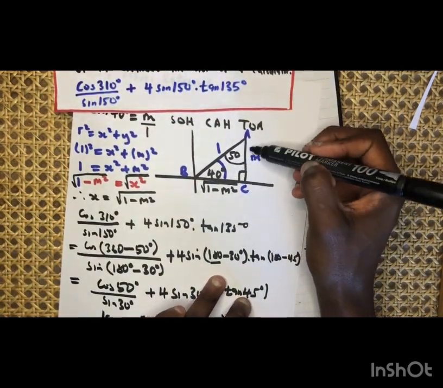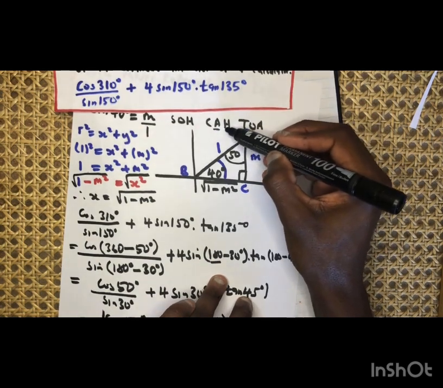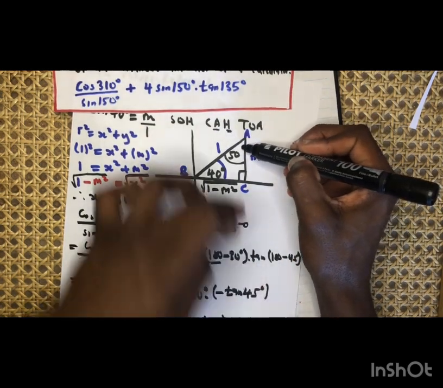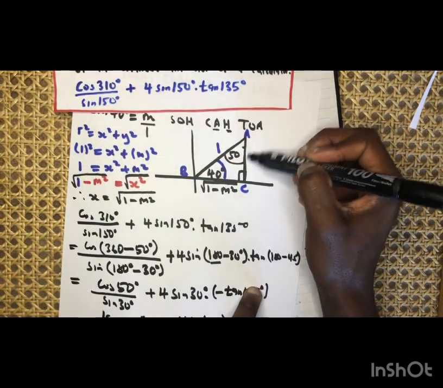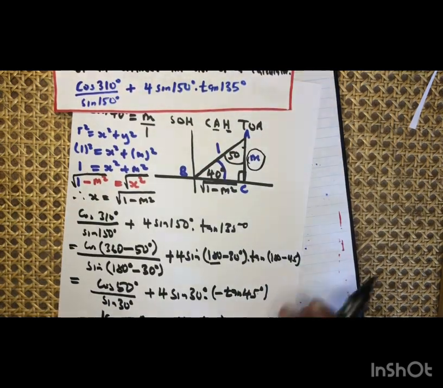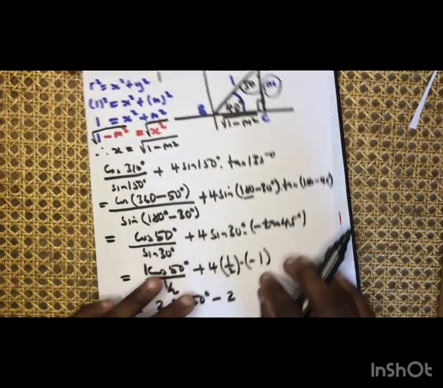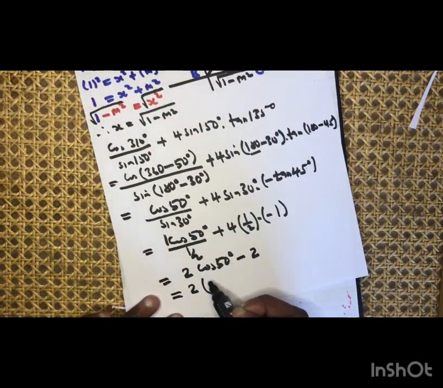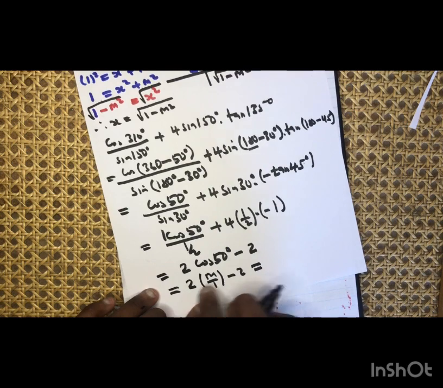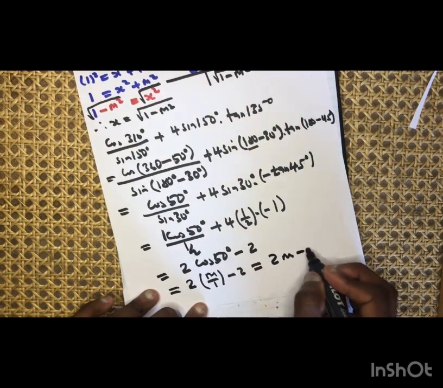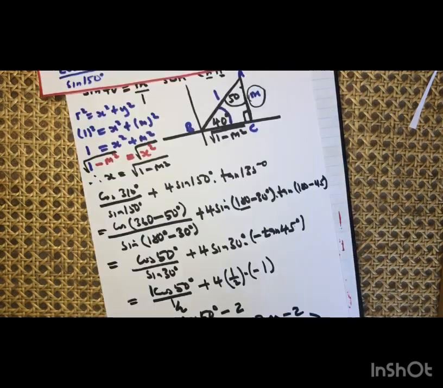have 50. Cos, guys, is adjacent over hypotenuse. So your adjacent now, if your 50 is your reference angle, your adjacent becomes AC. So it's going to be m over 1. So I'm going to have 2 m over 1 minus 2. So you can see that the final answer is going to be, because m divided by 1 is m times 2, it's going to be 2m minus 2.